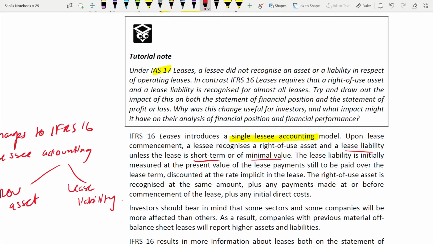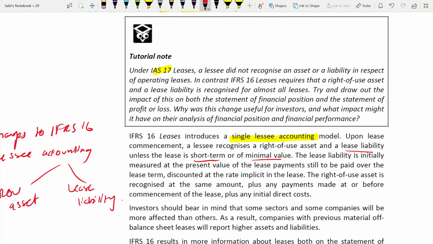When your lease is for short term, means usually within 12 months, and the other one is minimal value. See, minimal value does not mean that you are bringing something for 1,000, so that's a minimal value. No, it depends on what the price is when you're buying it for the first time. For example, a car you cannot take at a minimal value, even though in later years the value of the car goes down. But when you're buying it for the first time, the value of the car is too high, so that cannot be taken as a minimal value. So it depends, right? So with these two exceptions, you have to recognize lease liability almost for everything.